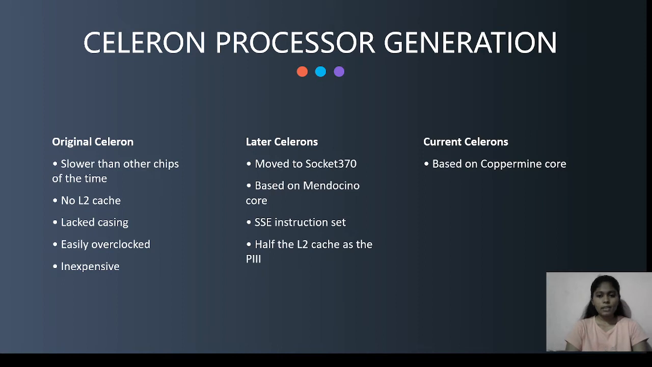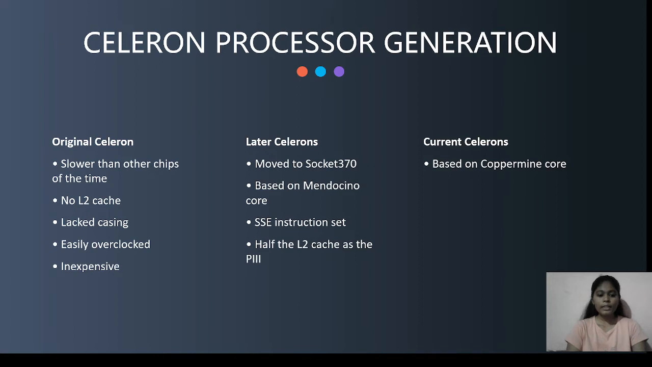Celeron processor generation. Celeron processor has three generations: original Celeron, later Celeron, and current Celeron. Original Celerons are slower than other chips of that time, and Celeron has no L2 cache. L2 cache is connected to L1 cache, and L1 cache is connected to the core of the CPU. But in the original Celeron there is no L2 cache and a lack of caching. Caching means the ability to store temporary data. It is lacking in the original Celeron, and it is easily overclocked.